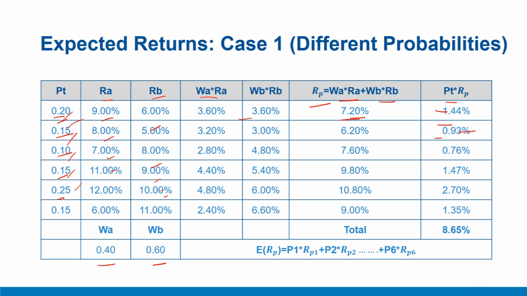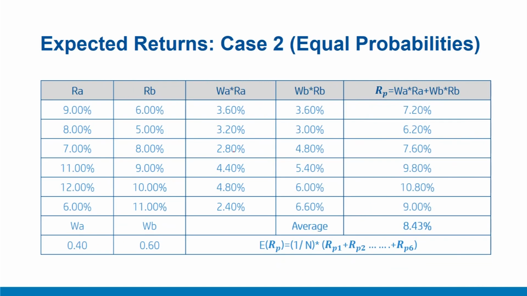Similarly, each probability can be multiplied with the corresponding return to get P_t into R_P. And when we add this all up, that is P1 into R_P1 plus P2 into R_P2 till P6 into R_P6, we get the expected return on portfolio R_P. This is the expected return on portfolio R_P, which is 8.65%. This was the case where all the associated scenarios have different probabilities.